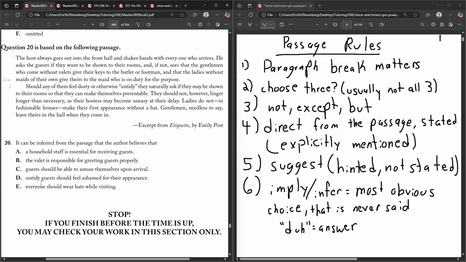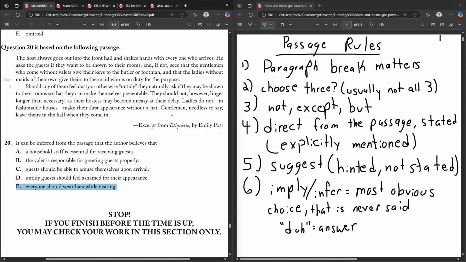Seems a bit weird, right? But let's read. Ladies do not, in fashionable houses, make their first appearance without a hat. Gentlemen, needless to say, leave theirs in the hall when they come in. The answer is E. The answer is going to be E.